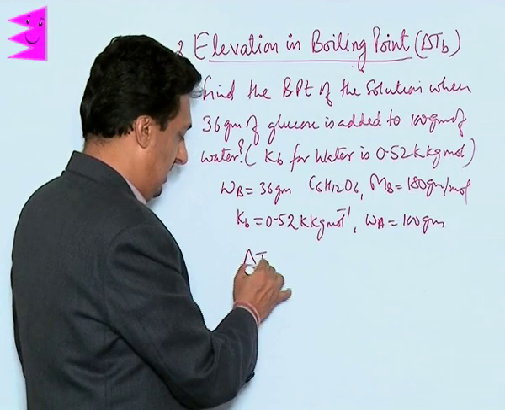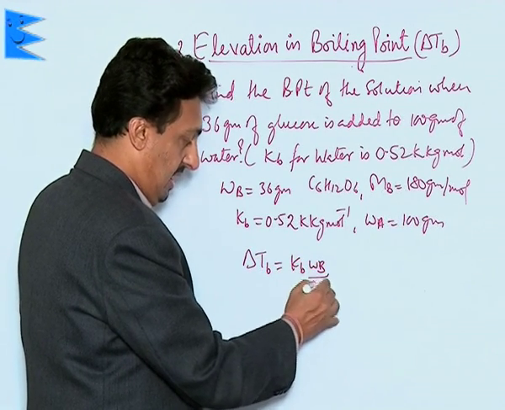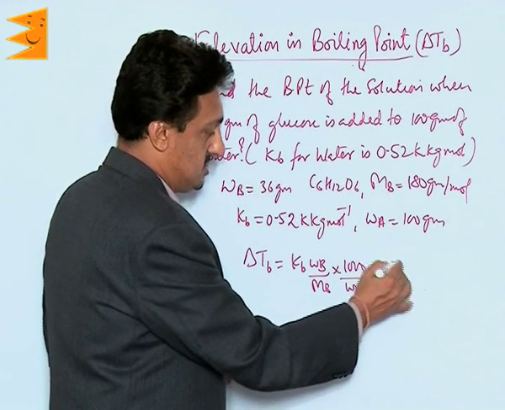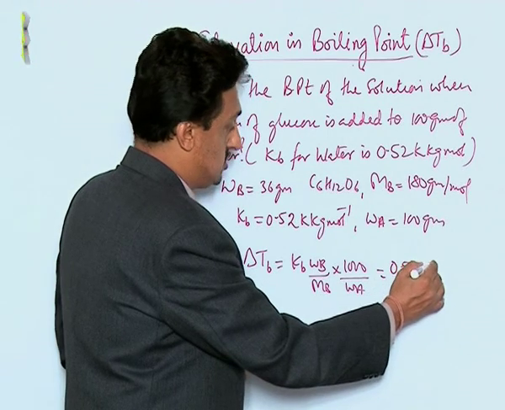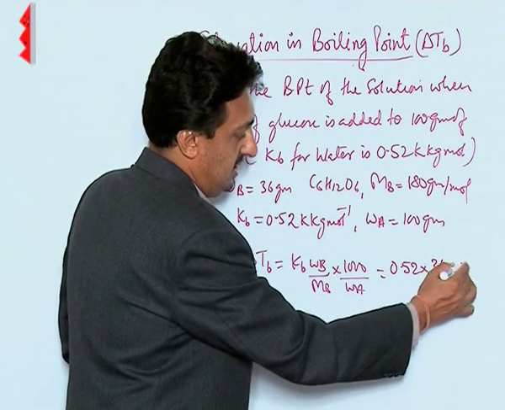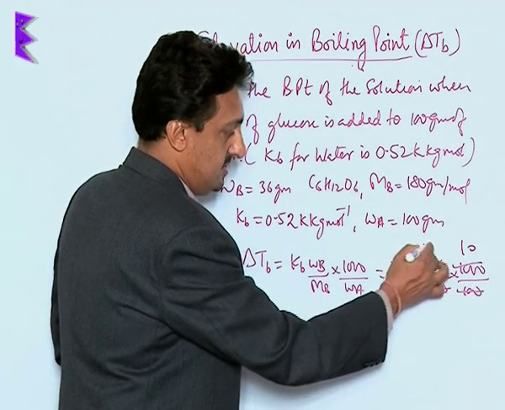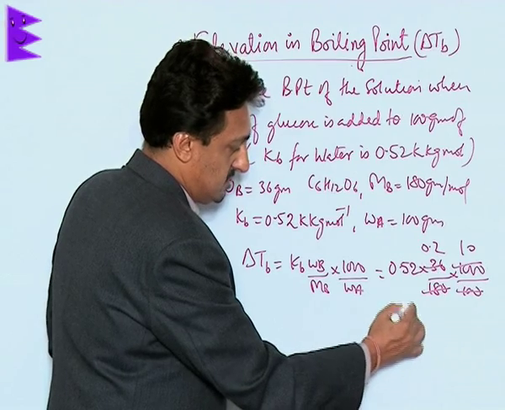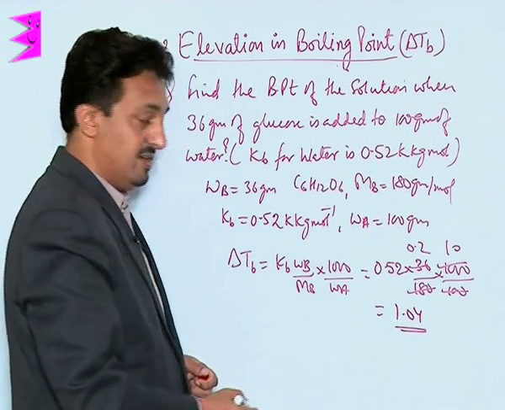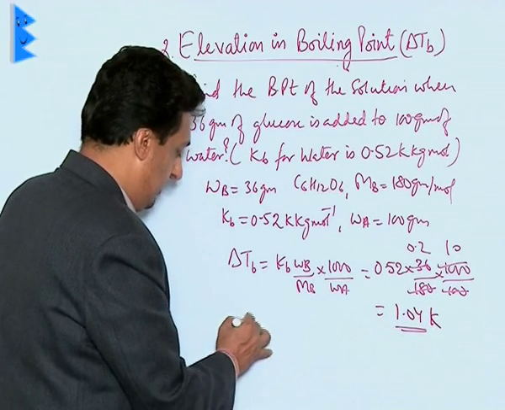So we know the formula, delta Tb is Kb into Wb upon Mb into 1000 upon weight of the solvent. So it's 0.52 into 36 grams upon 180 into 1000 upon 100. So this is 10, this is 0.2, this makes it 2. So it is 1.04. So the elevation in boiling point is 1.04 degrees Celsius or Kelvin.